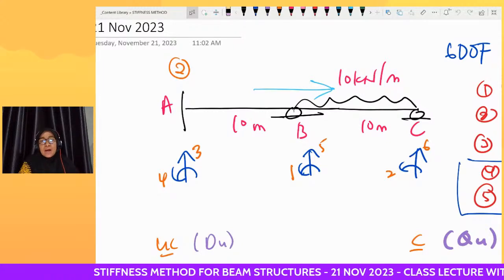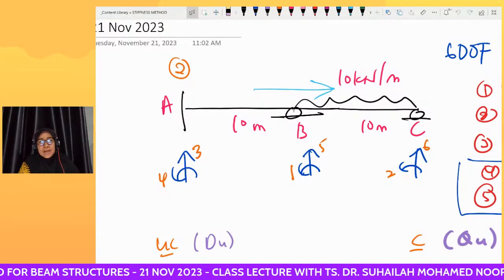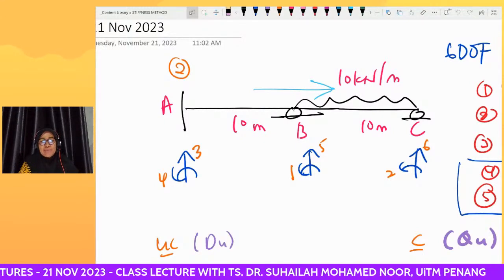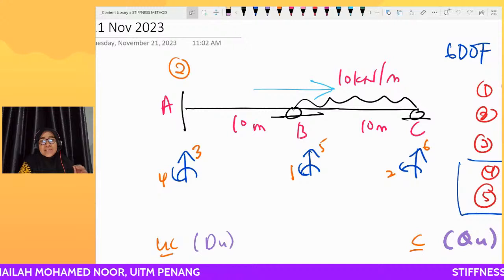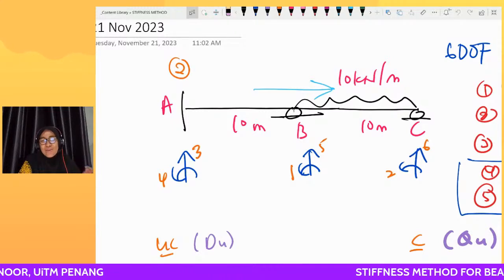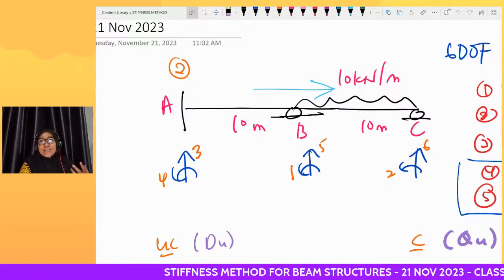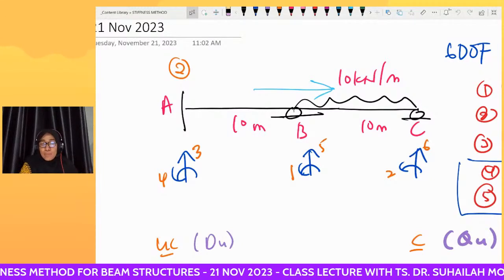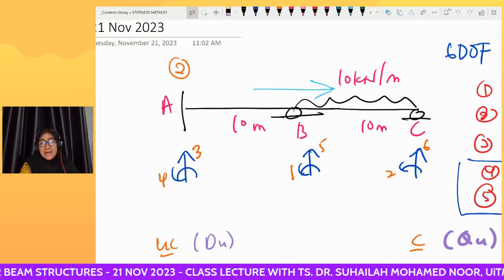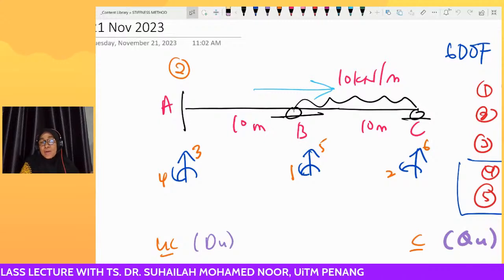So in total, there are 6 degrees of freedom. For a beam, we label the degrees of freedom in the Y and Z components, not X, because we don't have to consider the X component. We just need to consider the Y and Z components. So there are two DOF per node: YZ, YZ, YZ.